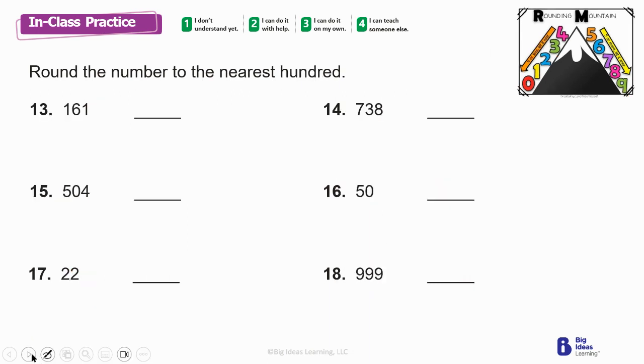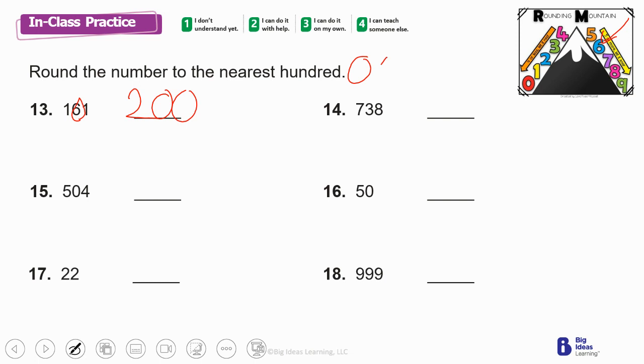All right, round to the nearest 100. I'm going to do a couple with you, and then I want you to do the rest on your own. 161, I'm going to look at the 6. The 6 is going to tell that 1 to become a 2, right? The rest of the numbers become 0 because remember, if I'm rounding to the nearest 100, I have to have 2 zeros. Number 14, I'm going to look at the 3. The 3 is going to tell that 7 to rest, and the other numbers become 0.